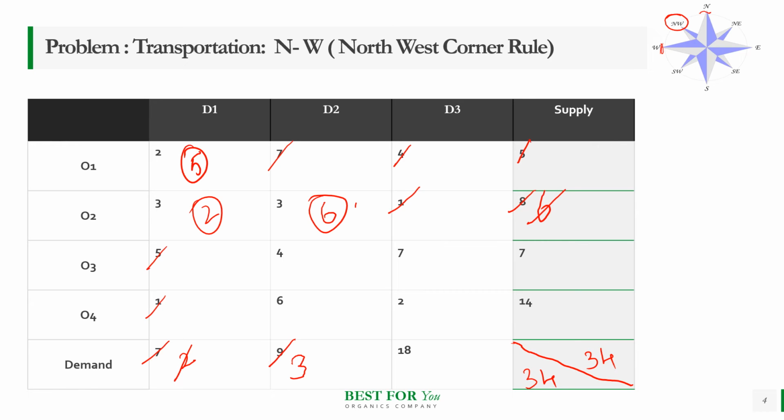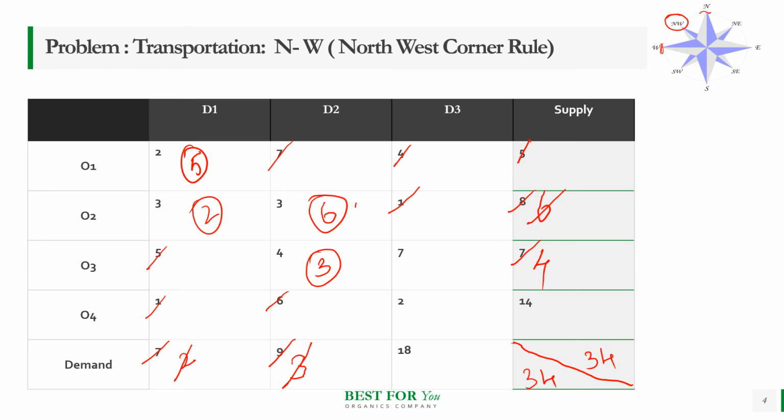So let us look at the demand. Demand is 3 and the supply is 7. So how much we can allocate? We can allocate only 3. I'll cross out the entire demand so that the entire column gets cancelled. And the supply remains as 4.